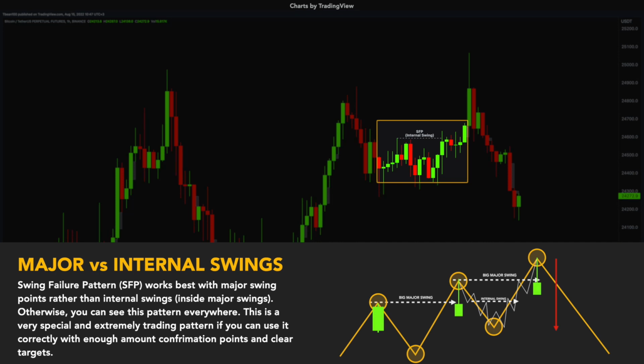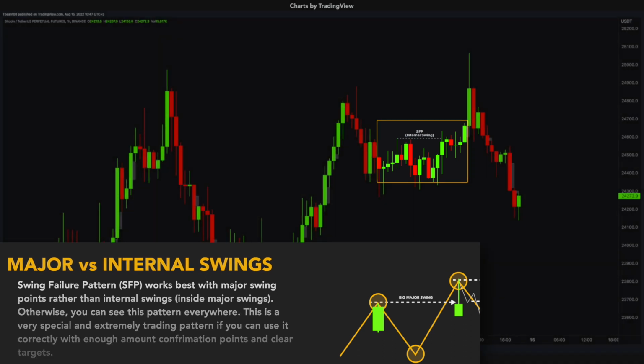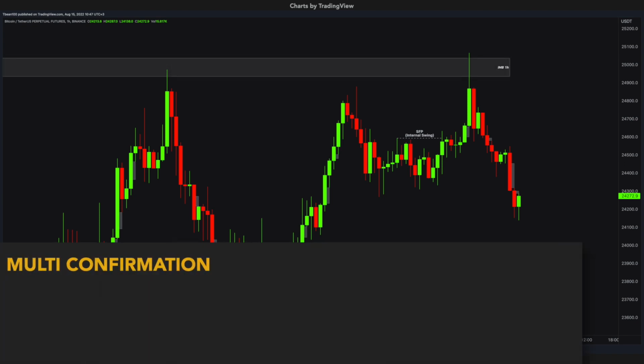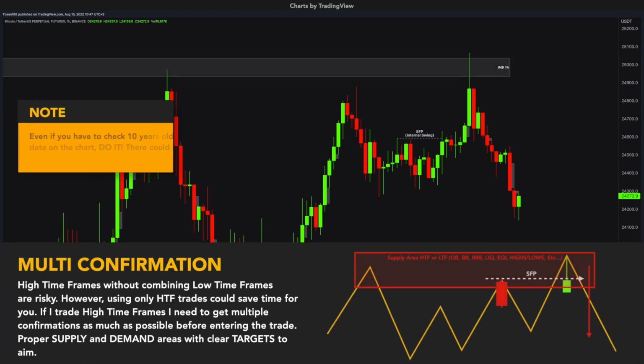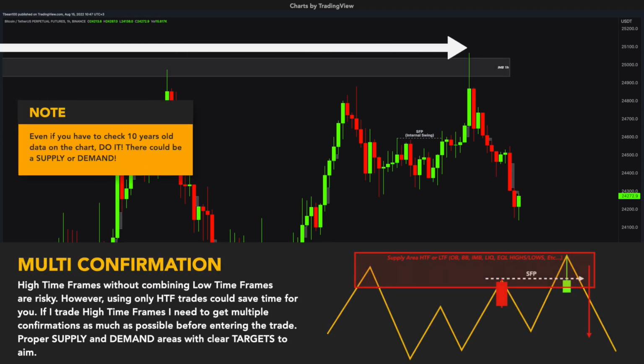This is why I said that. Focus on major swing points, highs and lows, rather than micro internal swings inside these major swings. The first confirmation I got was that there was a 1 hour imbalance coming from way back to fuel our movement. I'm gonna say this again.